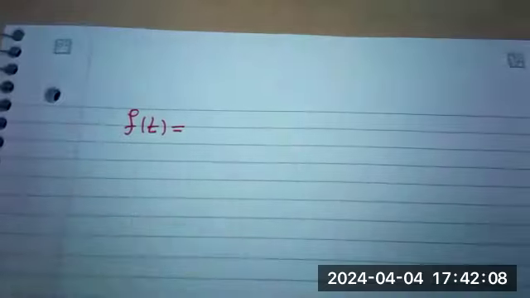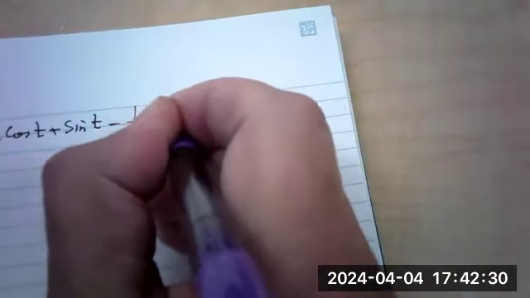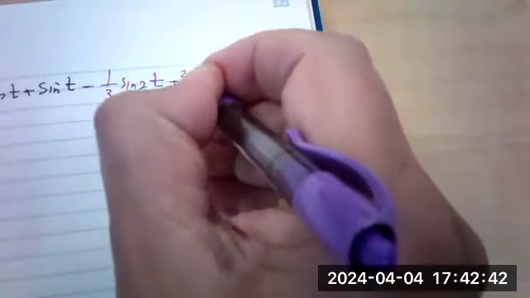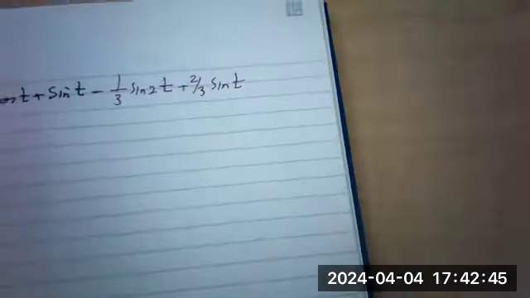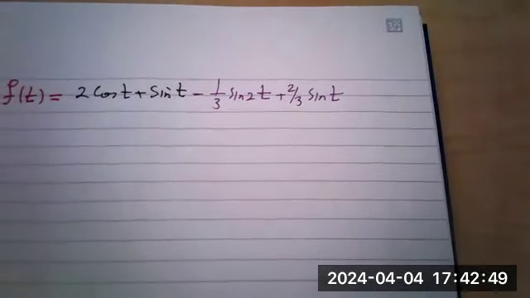So the final answer is going to be f of t equal to the solution of this: 2 cosine t plus sine t for the first part. And the second part that we did, negative 1/3 sine of 2t, plus 2/3 sine of t. But there is a chance to simplify.